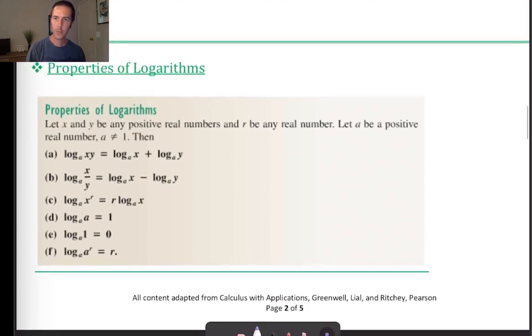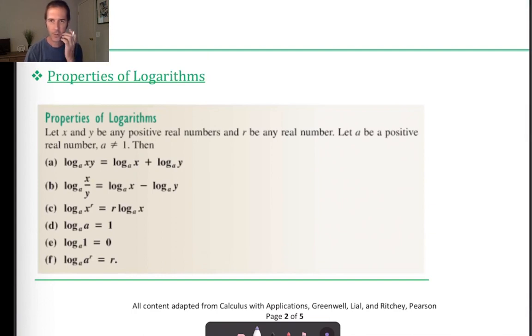Here's a set of rules that you need to refamiliarize yourself with. Some of these are rules, some of them are properties. Some of them are just unique things that happen. This is the product rule. This is the quotient rule. And this is the power rule. You definitely want to be familiar with those for the purposes of manipulating logarithmic statements and equations.